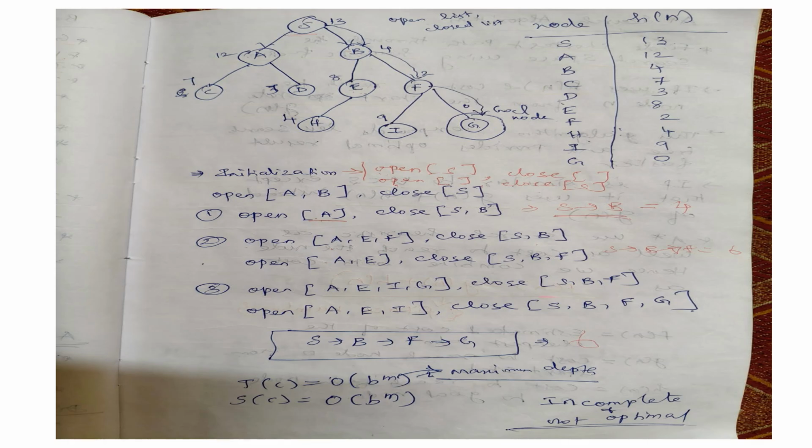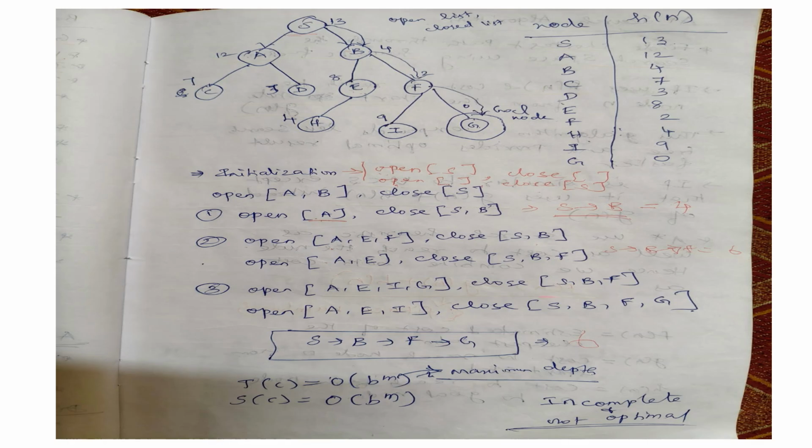So now B will be expanding with E and F. So now open of A comma E comma F, closed of S comma B. So open of A comma E. Why? Because A and E have the highest values. So open of A comma E, closed of S comma B comma F. Since S, B and F have the shortest value, next we will be moving on. So now the final step, open of A, now comparing E and F, F is having the shortest value. Now we will be traversing and expanding the node F.